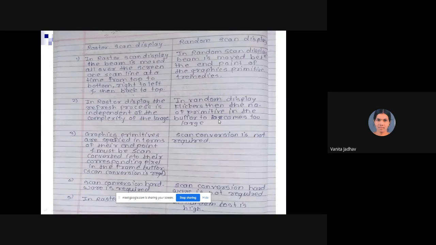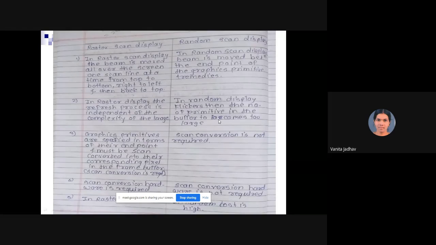But in case of random scan display, however the complexity increases, accordingly its work also increases. Is the idea clear? Yes, ma'am. So if the complexity increases, the work also increases in random scan, and in raster scan, it is totally independent of the complexity of the image.